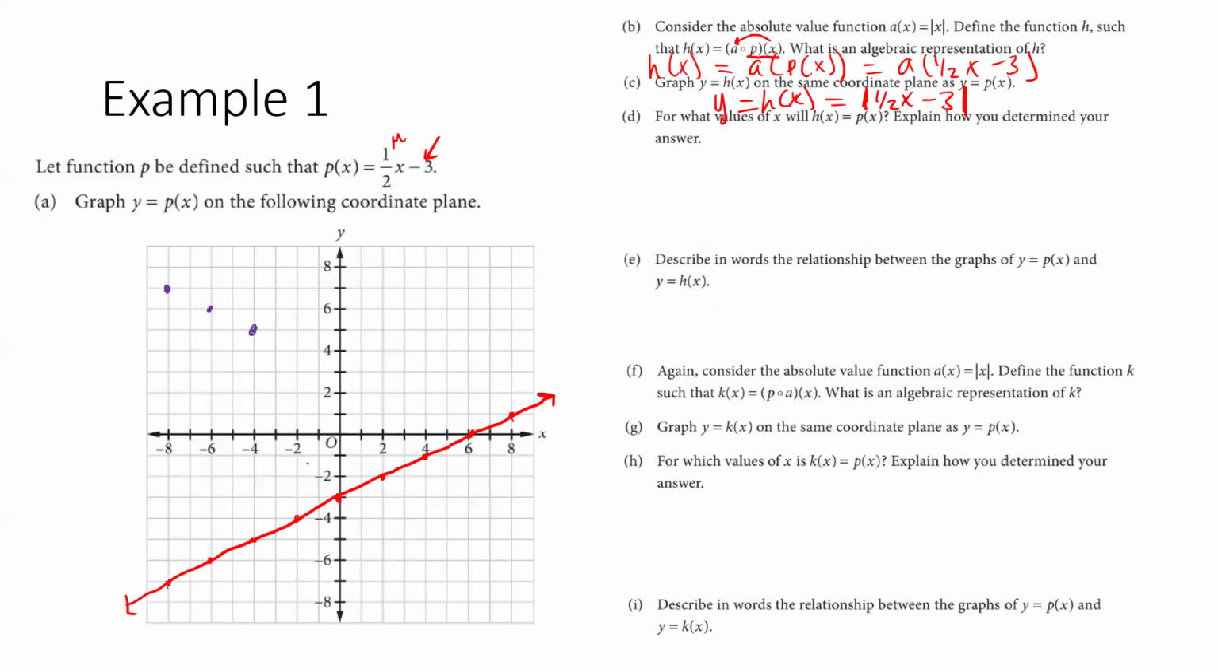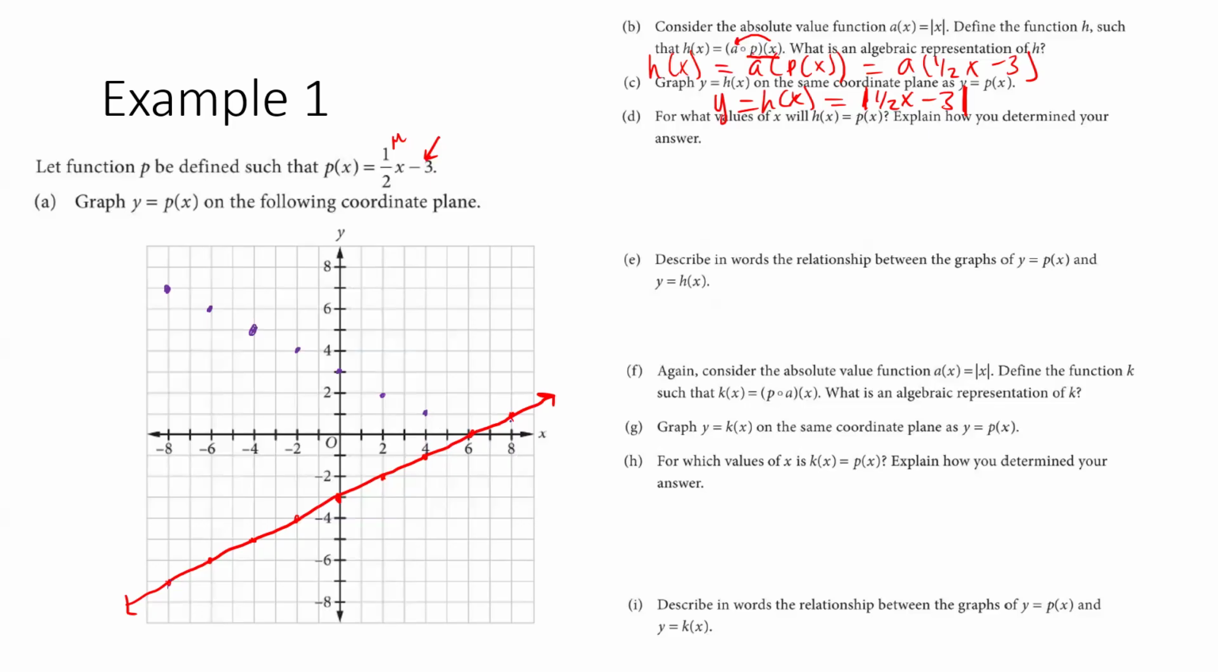Where it's -2, -4 is now -2, +4. Where we have 0, -3, we now have 0, +3. Where we had 2, -2, it's now 2, +2. 4, -1 is now 4, +1. So now all of my negatives have become positive.